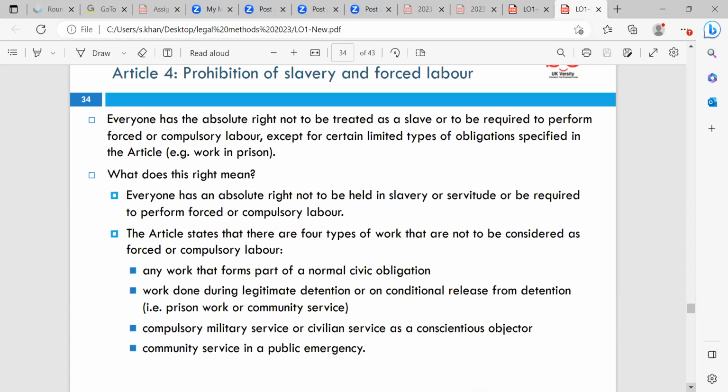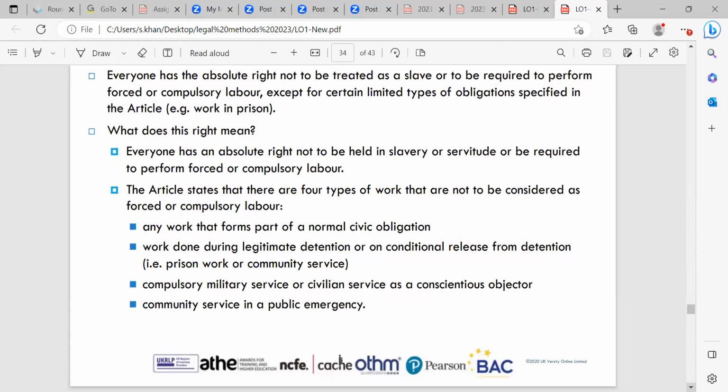What does that right mean? Everyone has an absolute right not to be held in slavery or servitude, or to be required to perform forced or compulsory labour. The article states that there are 4 types of work that are not to be considered as forced or compulsory labour. Any work that forms part of normal civil obligation. Any work during legitimate detention or on conditional release from detention, such as prison work or community service. Compulsory military service or civilian service as a conscientious objector, and community service in a public emergency.